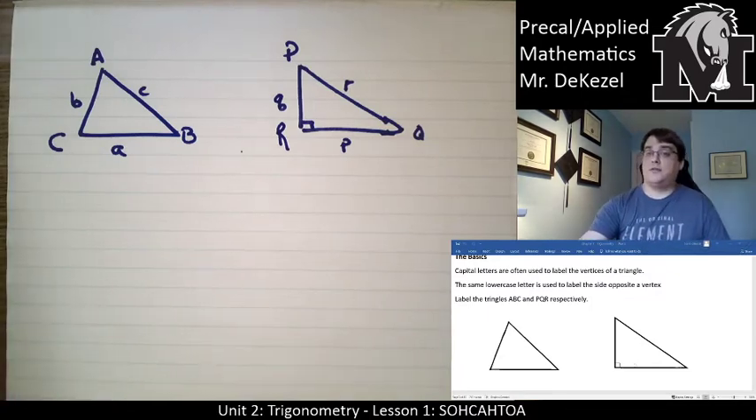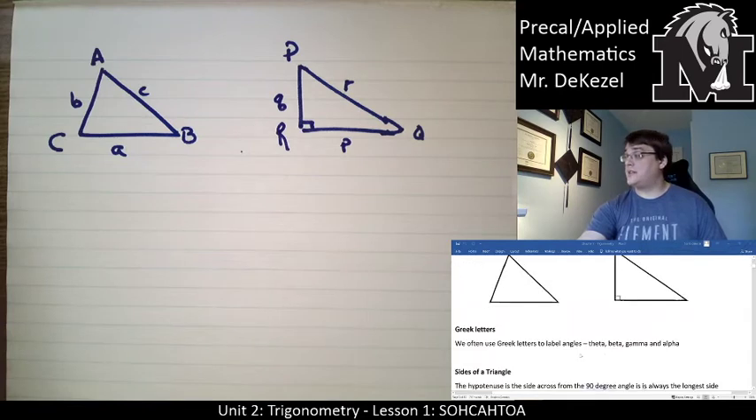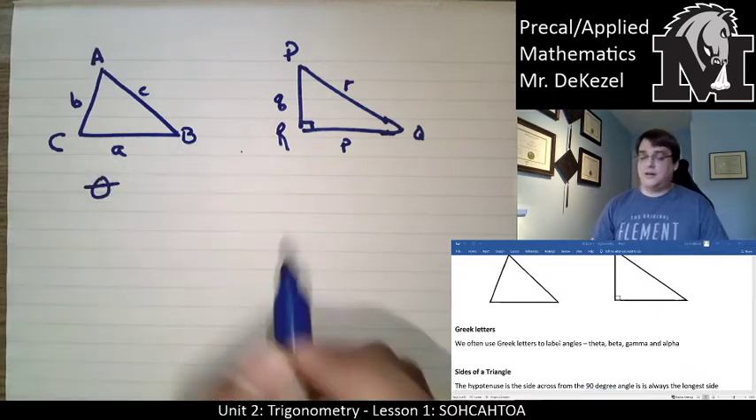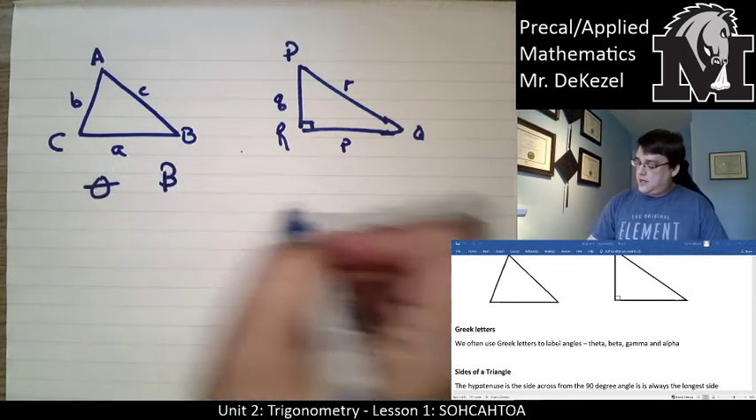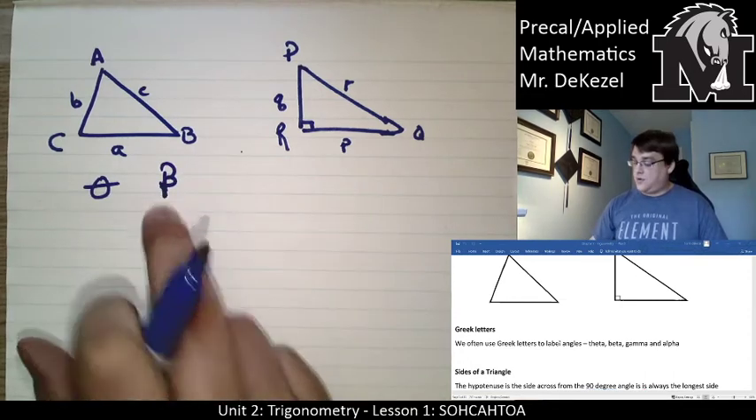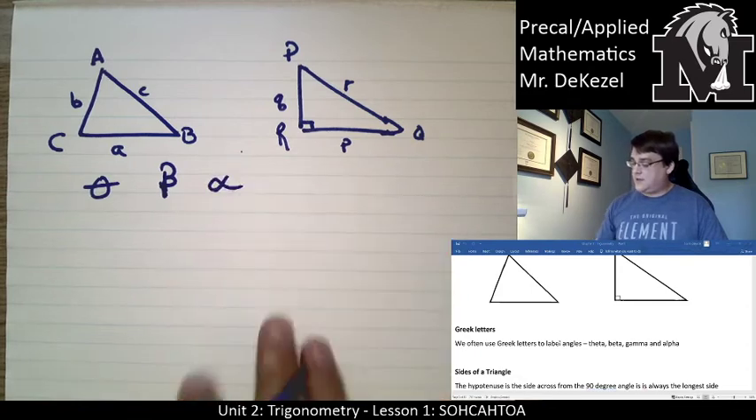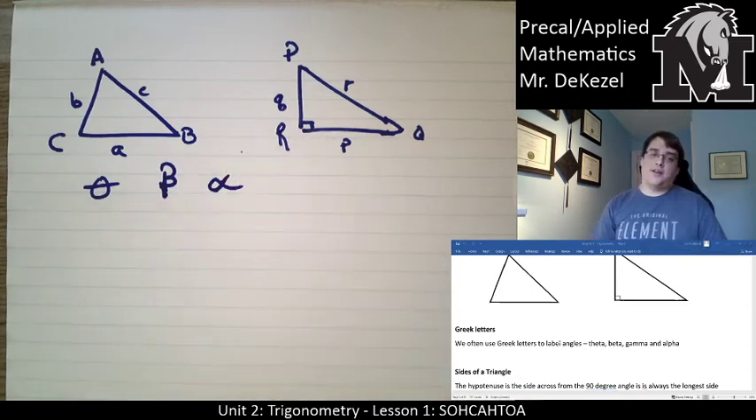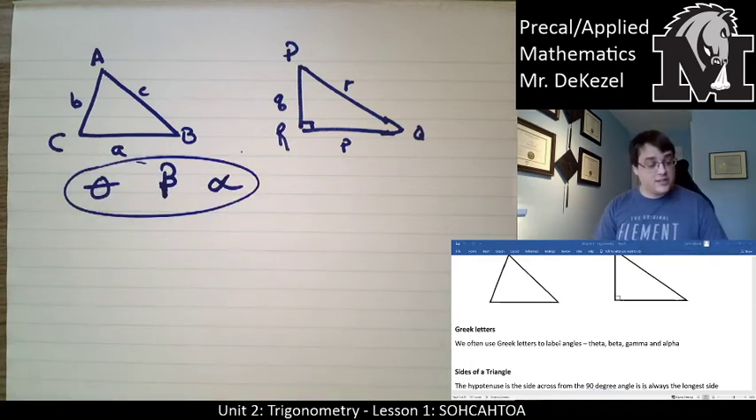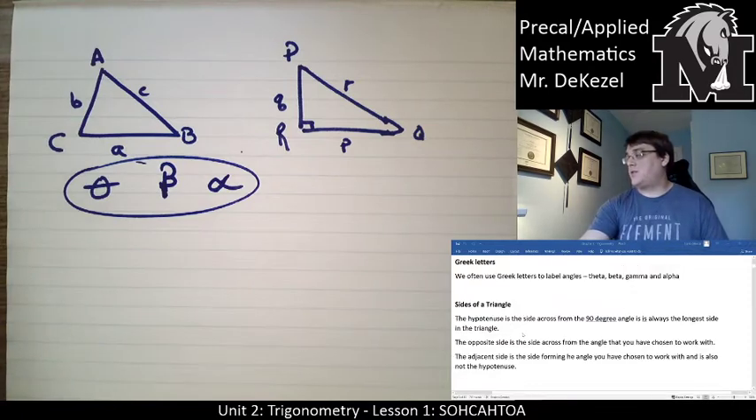We often denote angles that we're interested in. So we label angles theta, beta, gamma, alpha. So theta looks like that. Beta looks like that. It's like a B with a line underneath it. Alpha is this one. And I'll never use gamma because we're only going to talk about triangles and there are only three angles in a triangle.